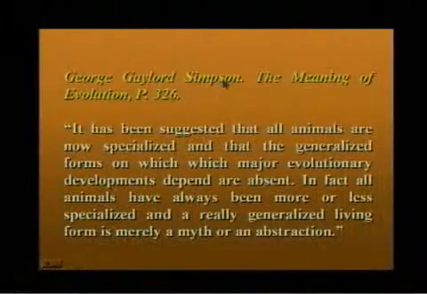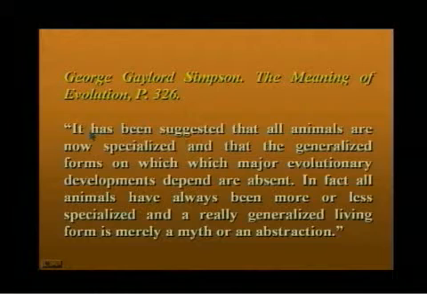George Gaylord Simpson, one of the doyens of evolution, says, "It has been suggested that all animals are now specialized and that the generalized forms on which major evolutionary development depend are absent. In fact, all animals have always been more or less specialized, and a really generalized living form is merely a myth or an abstraction." What does that mean in simple language? He says there's no such thing as a simple animal that became complicated. It's a myth. When we look at the fossil record, everything is complicated.